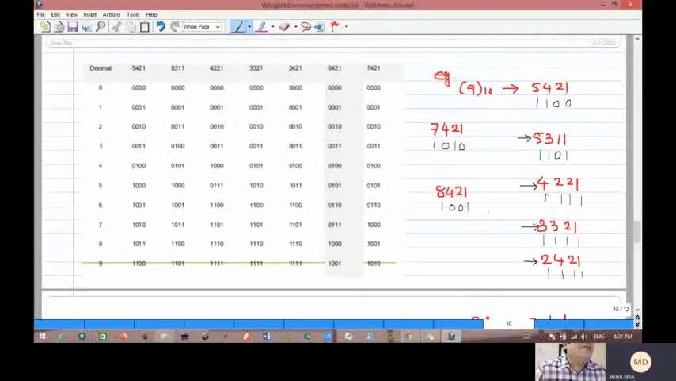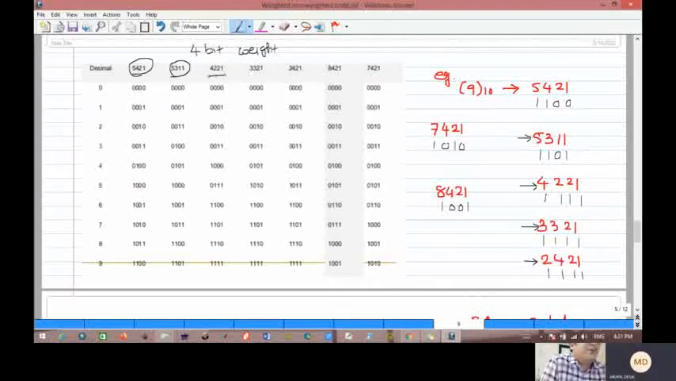Now, similarly, there are also different types of 4-bit weighted codes. Here different weights are given. Here 4211 is given, here 5311 is given, 421 is given, 3321 is given, 2421, 8421, and 7421. Based on those weight values, 0 to 9 is represented.